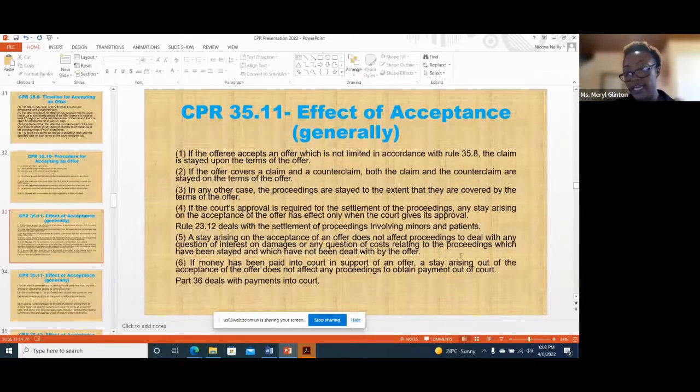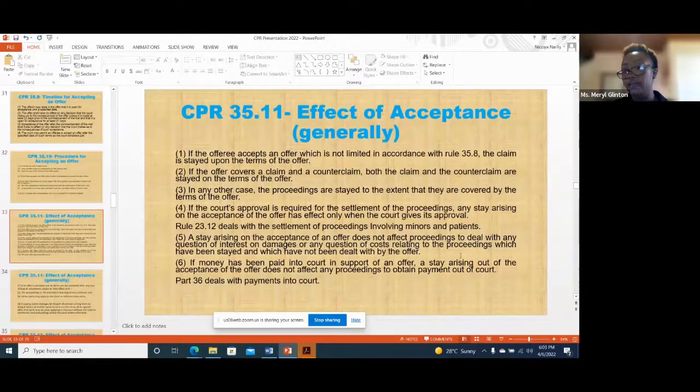So the general rule is that in accepting an offer, an automatic stay will apply. Now, if you accept an offer which deals with the entirety of the claim, then the entire action will be stayed. However, you can accept an offer in relation to only part or parts of the claim, in which case the stay will only apply to that part on which the offer has been accepted. And the same is the case if an offer is accepted perhaps in relation only to a claim, but not a counterclaim, or vice versa, only the claim or counterclaim which has been settled will be stayed.